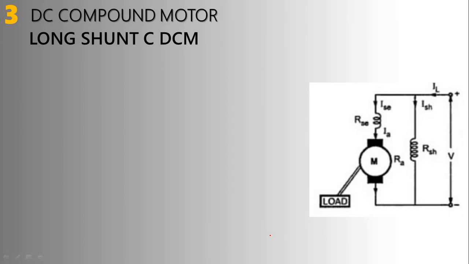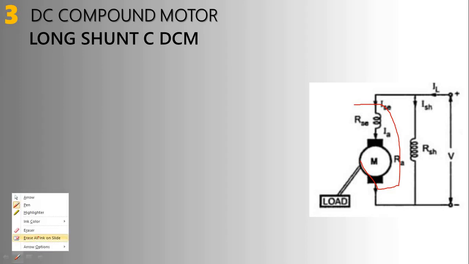So the third type, the DC compound motor. In that case, a long shunt DC motor. So long shunt is nothing but a field winding which is connected parallel to the combination of armature and series field winding.